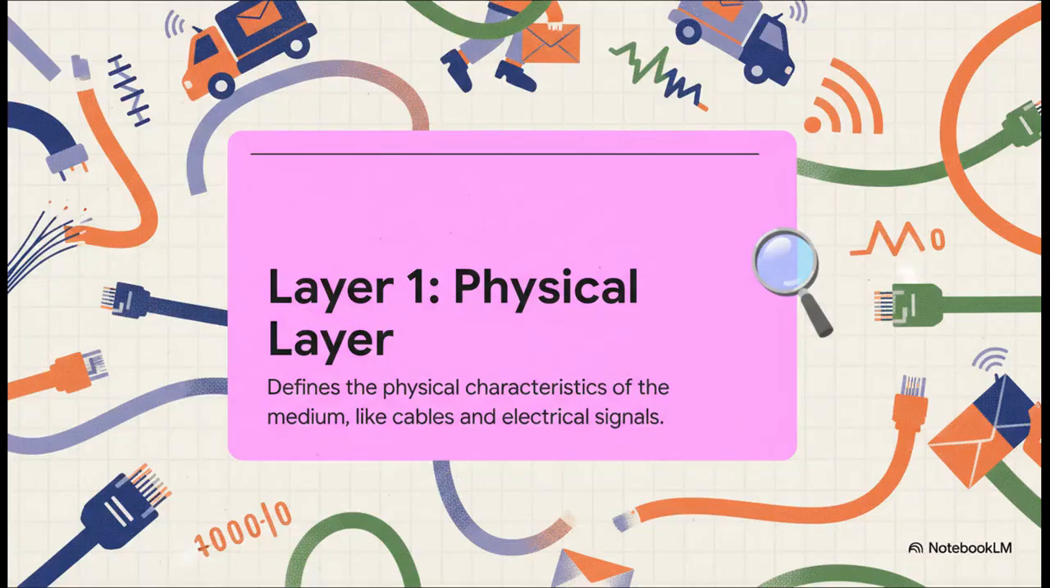Let's start at the very bottom. Layer 1, the physical layer. In our mail analogy, this is all the physical stuff. It's the roads the mail truck drives on, the truck itself, the actual paper the letter is on. In networking, this means your Ethernet cables, fiber optic lines, the radio waves for your Wi-Fi. It's the physical hardware that moves the electrical signals, the ones and zeros.